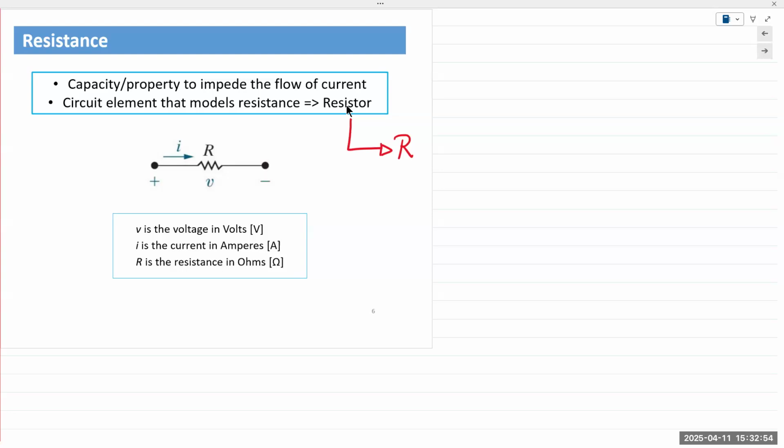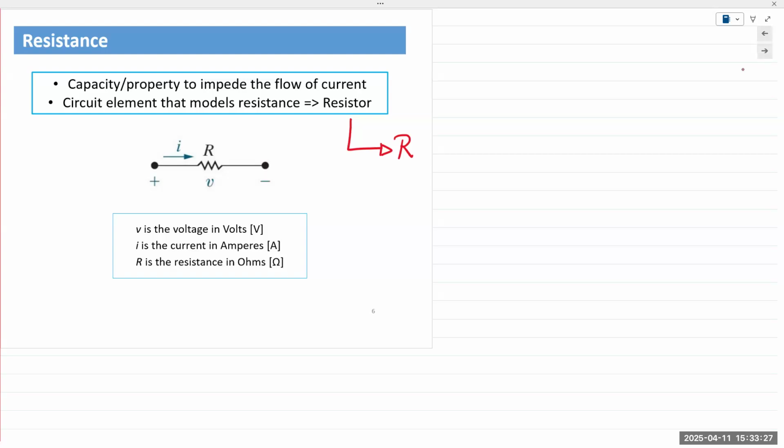Okay, so again, by far the most important element, the most important component in any electric circuit. We cannot build any electric circuit, even the simplest of electric circuits, without a resistor. And the reason why is on the next page.